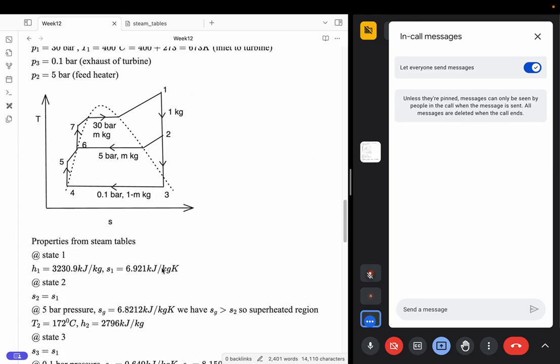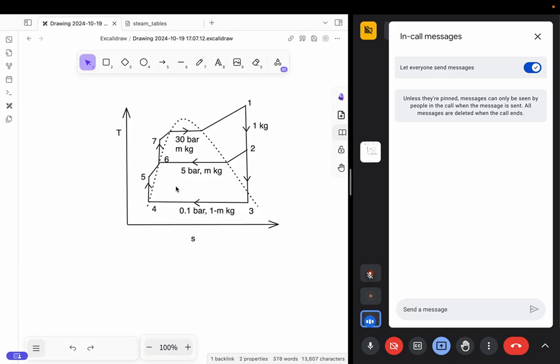3 to 4. Okay, let's say this one. Which one? This one. Okay, you don't have without regeneration. So this is your 1, this is your 2, this is your 3, and this is your 4. You're speaking of the TS plot only, right? Yeah, okay. So 3 to 4 is from the pump.